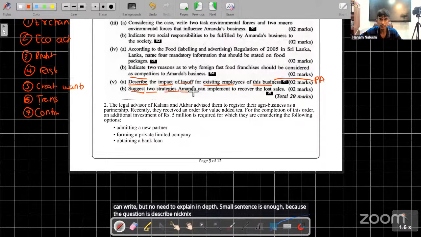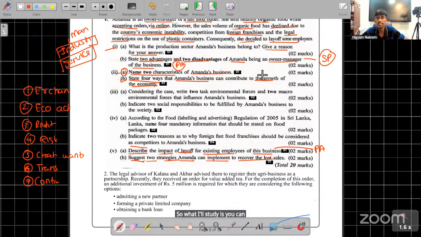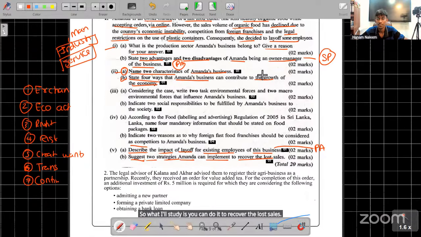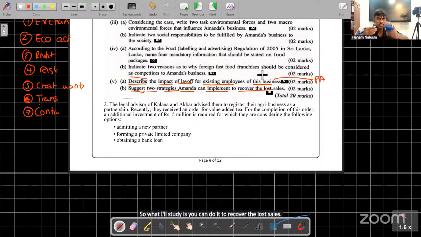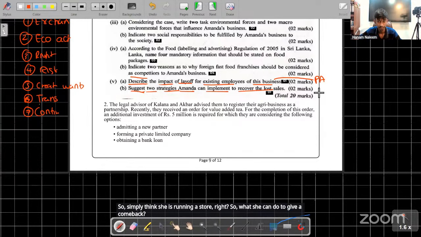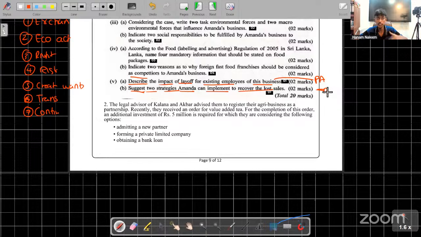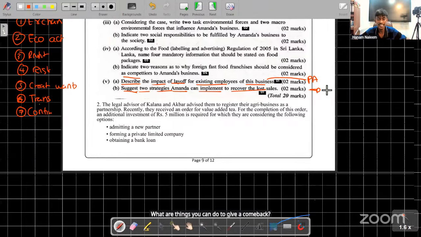Suggest two strategies Amanda can implement to recover the lost sales. So what do you say? Yeah, job security risk is high. So what are the strategies she can do to recover the lost sales? So simply think she is running a restaurant. What can she do to give a comeback? What are things she can do to recover the sales?